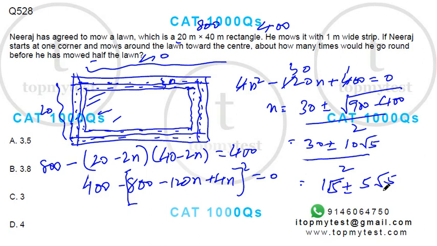So the value of n will be 15 minus 5 root 5. Now square root 5 is about 2.2, 2.3. So 5 into 2.3 is 11.5. So the answer will be slightly more than 3.5. The only option left which is more than 3.5 is 3.8. It will not be 4. So the only option left is option B.